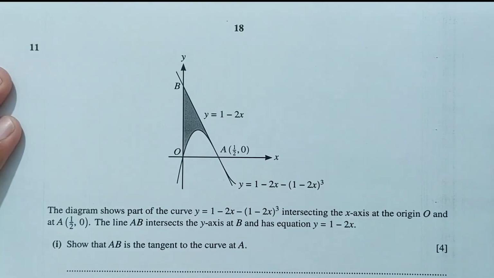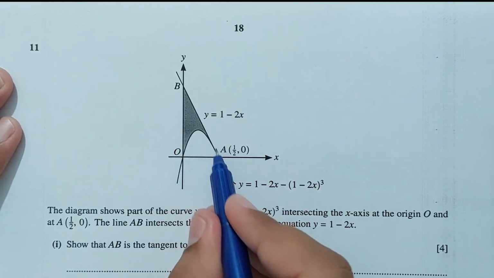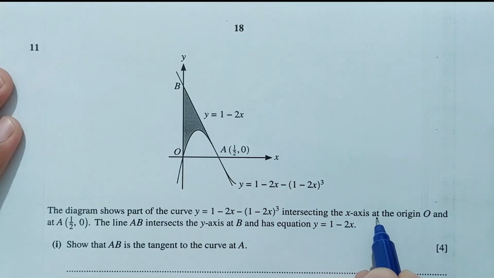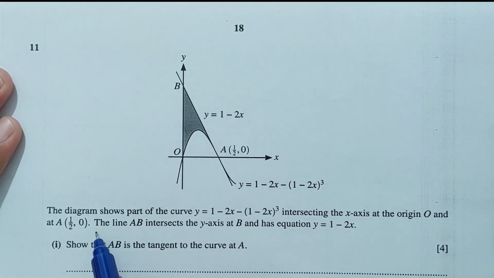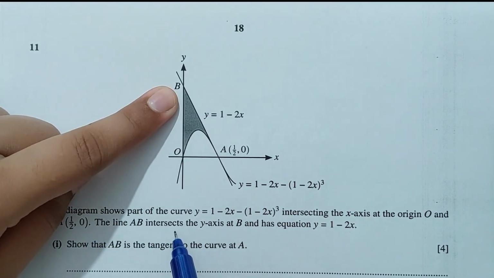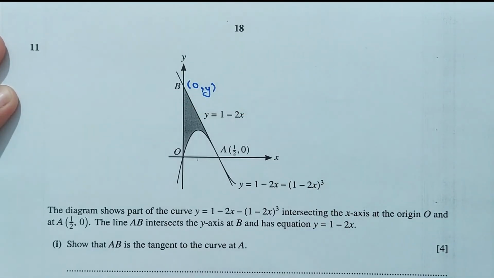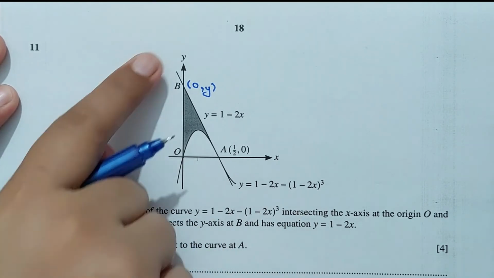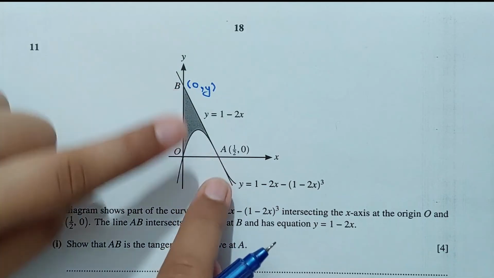Question number 11. The diagram shows part of the curve intersecting the x-axis at the origin (0, 0) and at point A, which is (1/2, 0). The line AB intersects the y-axis at B, so the x component is 0 and there is some y component, and it has the equation y equals 1 minus 2x. For the first part, show that AB is tangent to the curve at point A. We have to show that the line AB is tangent to the curve at point A.